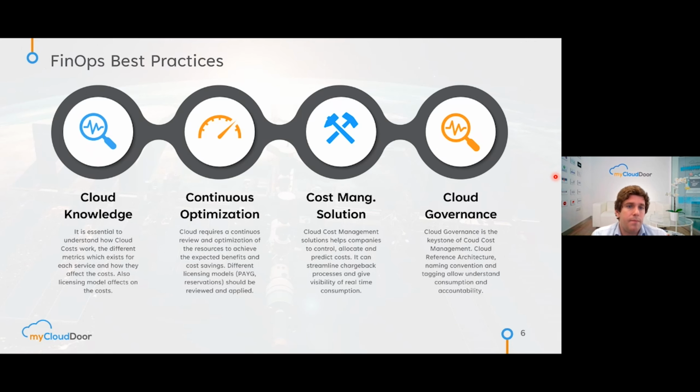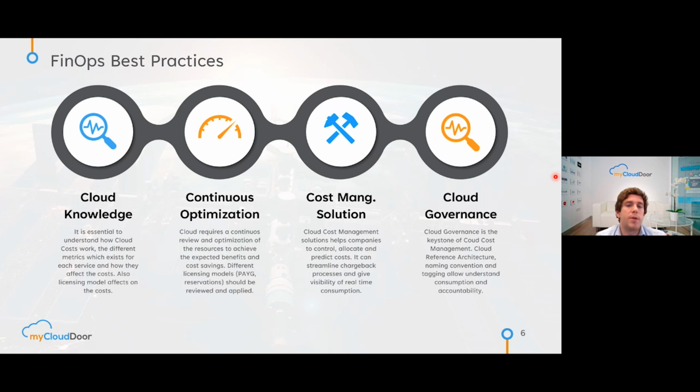For us, the main best practices or the main pillars for FinOps are these four. First of all, cloud knowledge. It's important to understand how the cloud works, the different billing models, the different metrics, what are the parameters for calculating the consumption, and also different licensing models. If you know that, you are able to take decisions in the next steps.